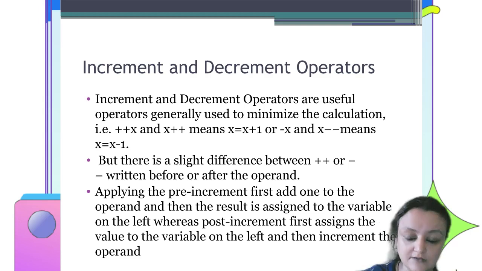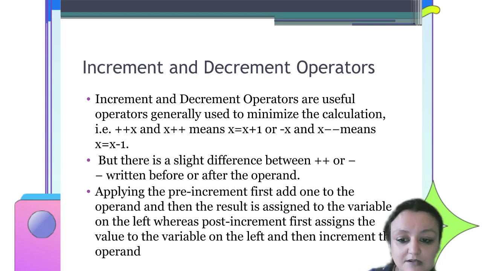But there is a slight difference between ++ and -- written before or after the operand. Applying the pre-increment, first add 1 to the operand and then the result is assigned to the variable on the left, whereas post-increment first assigns the value to the variable on the left and then increments the operand. So in the first case, it first does the increment, and in the second case it first sees the operator and then does the increment or decrement.